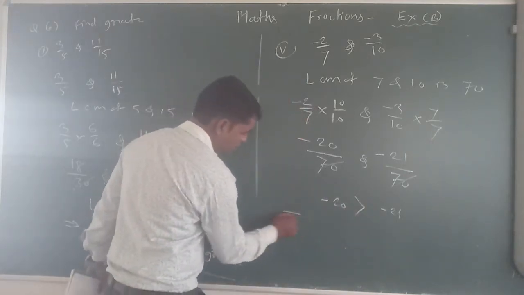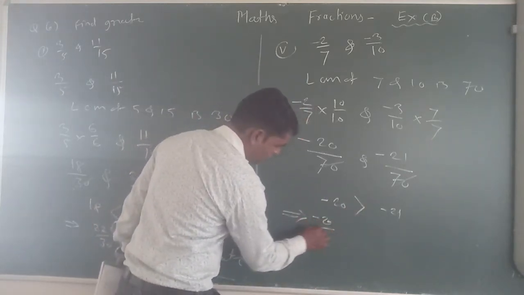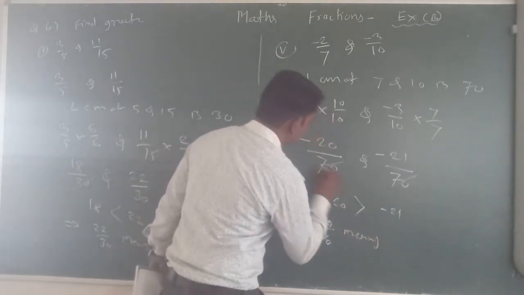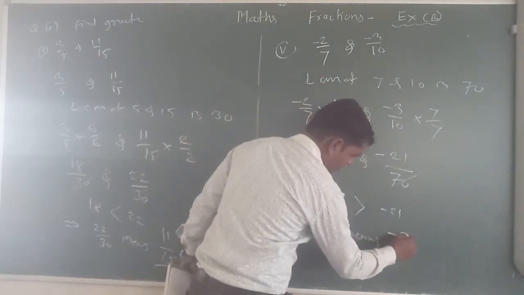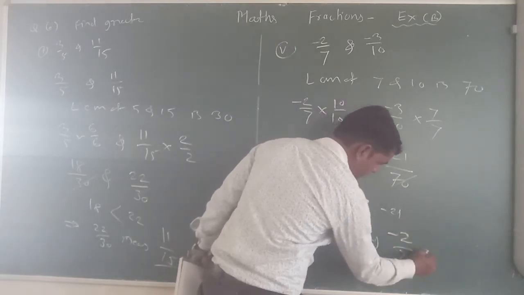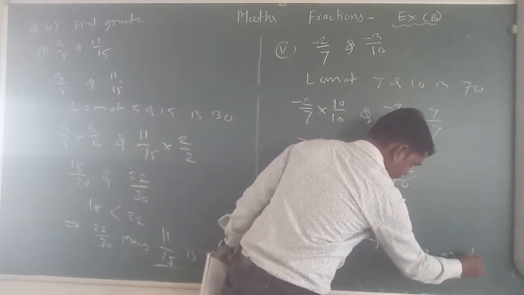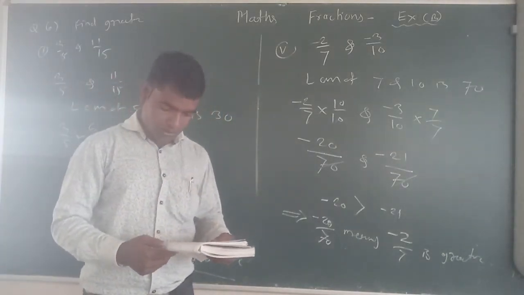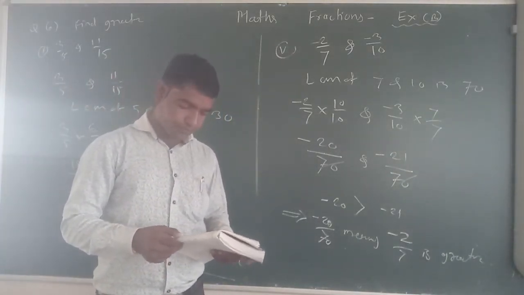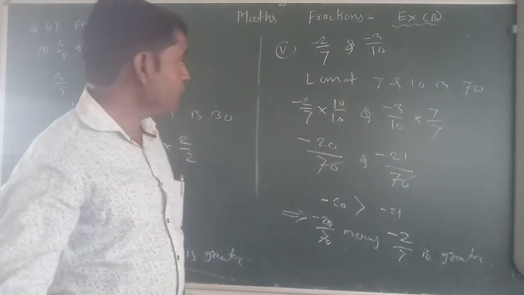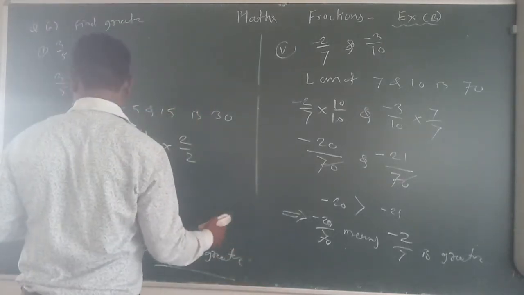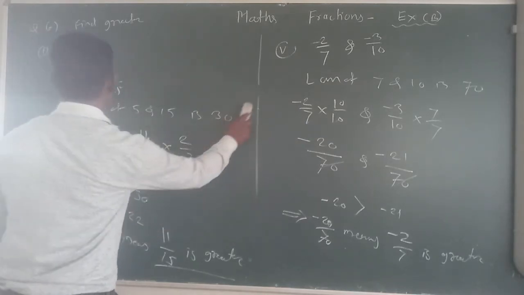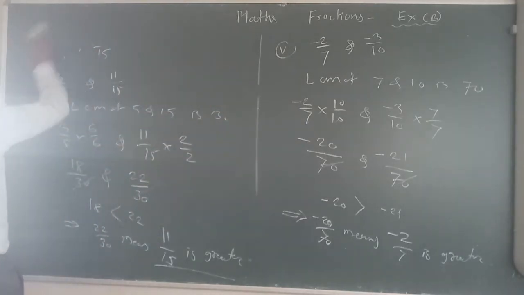That means therefore minus 20 upon 70, which is minus 2 upon 7, is greater. Minus 2 upon 7 is greater. Got it now? Okay. After that, I have already explained to you insert a fraction also. We have already studied the concept of inserting a fraction. So we will take one example for that also.